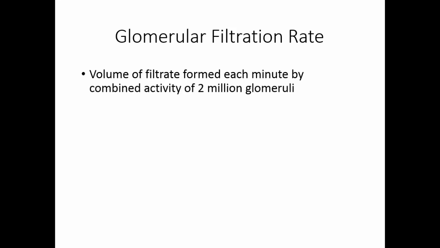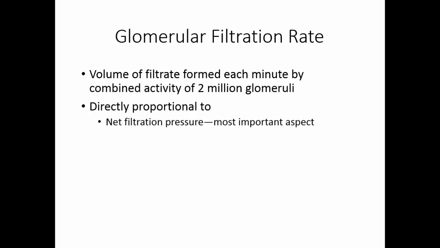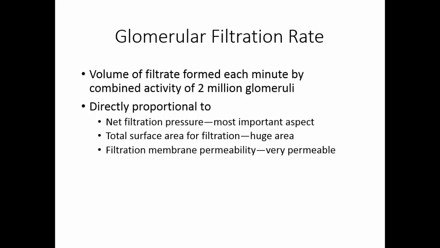The glomerular filtration rate is the volume of filtrate formed each minute by the combined activity of all 2 million glomeruli. This is directly proportional to three things: net filtration pressure, which is the most important aspect of glomerular filtration rate; the total surface area for filtration, and with 2 million glomeruli you have a huge area; and the filtration membrane permeability. We've just seen that between the fenestrated capillaries and the podocytes, we have a very permeable membrane. In a healthy individual, these last two are pretty constant. So the net filtration pressure is the most important aspect, because it's the one we can really control.